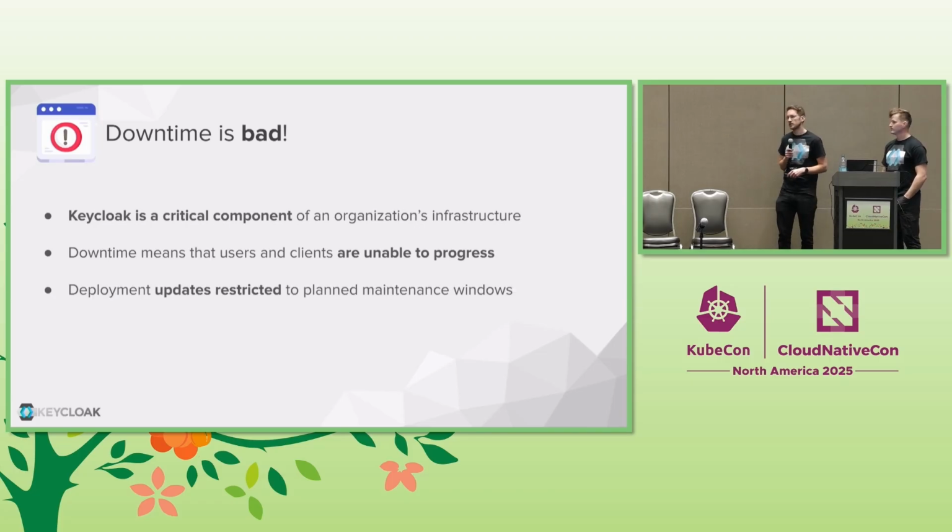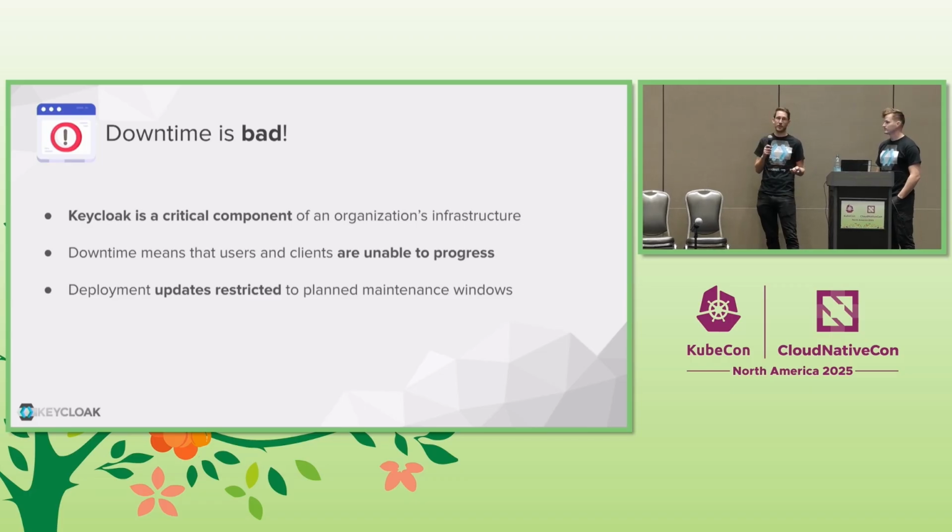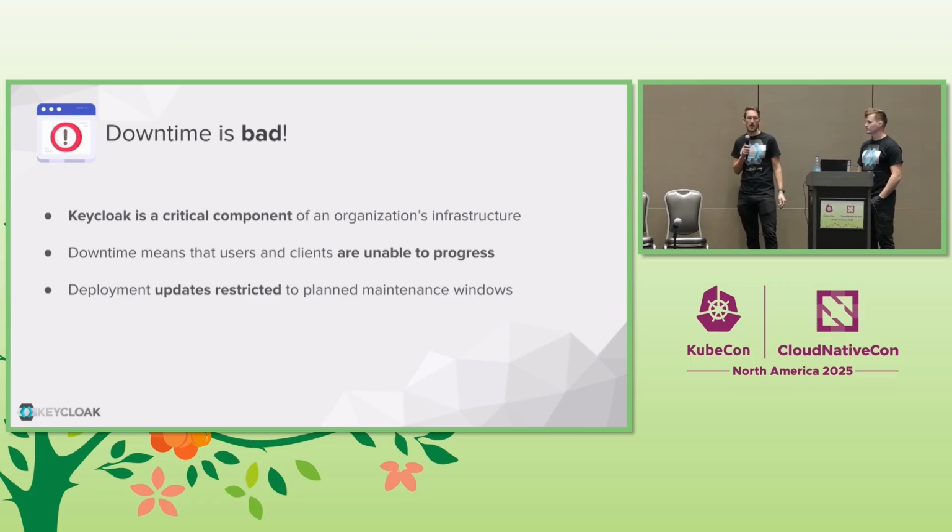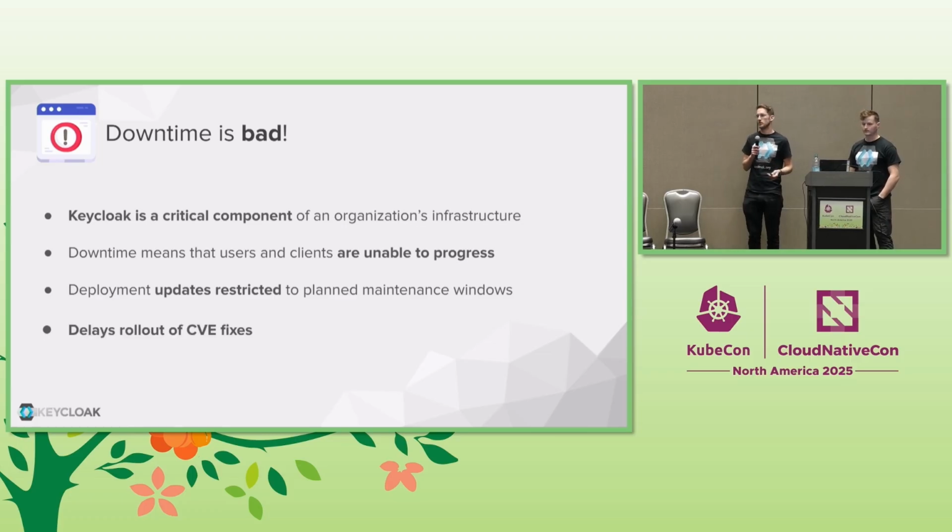So as a consequence of this, what we typically see is upgrades and configuration changes to Keycloak deployments are restricted to planned maintenance windows, which is a good tactic. It makes sense in general. But the fact that we require complete downtime means it's often very difficult to schedule that in the real business world, because when does your business stop? And as a consequence of that, things like CVE fixes can be delayed when they're being rolled out, which, security is paramount. You don't want to be delaying CVE fixes.